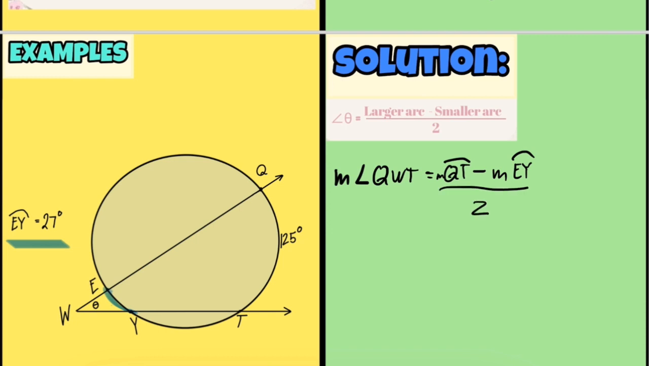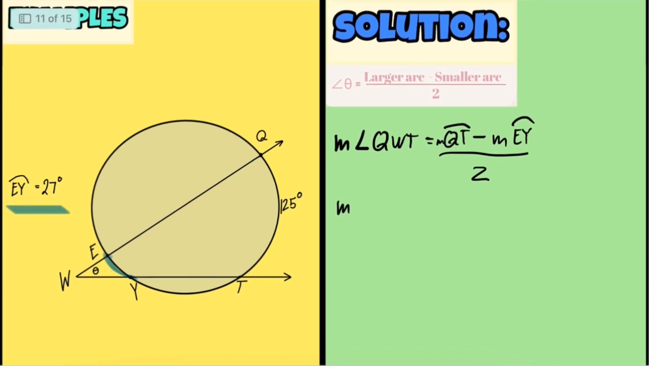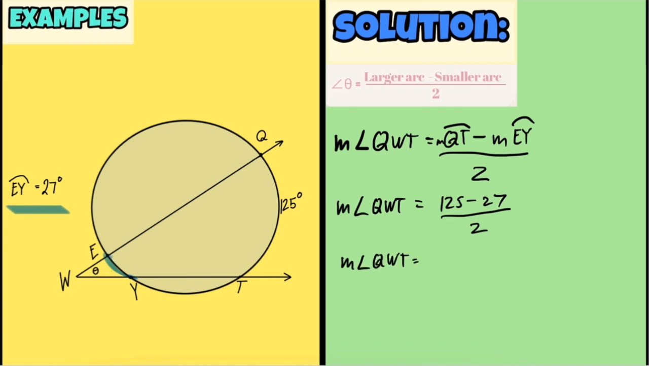All over 2. So if you continue with this one, measurement of angle QWT is equal to, QT is 125, and then minus EY, which is 27, then we divide it by 2. Continuing with this one, QWT is equal to 98 divided by 2. Therefore, the measurement of angle QWT is equal to 49. As fast as that. That's it. That's the measurement of our angle. Let's go to our next one.